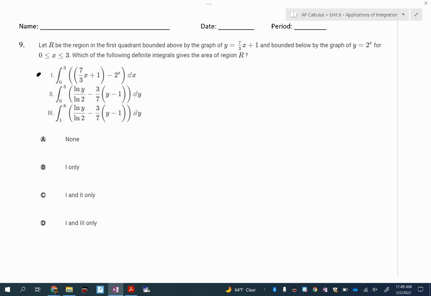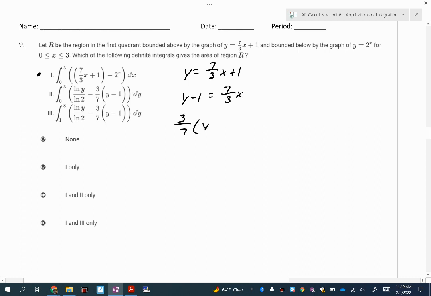So what I'm going to do is rewrite each of these in terms of solving for x by itself. So y equals 7/3 x plus 1. I'm going to solve for x. So y minus 1 equals 7/3 x. To get the 7/3 to go away, I'm going to multiply both of these by 3/7. Same idea for this. y equals 2 to the power of x.